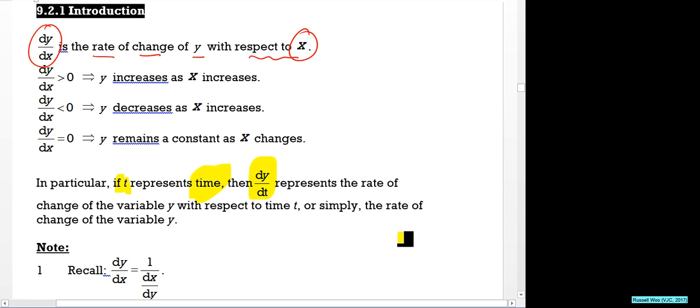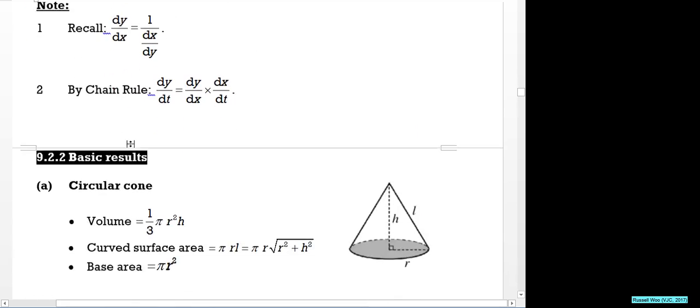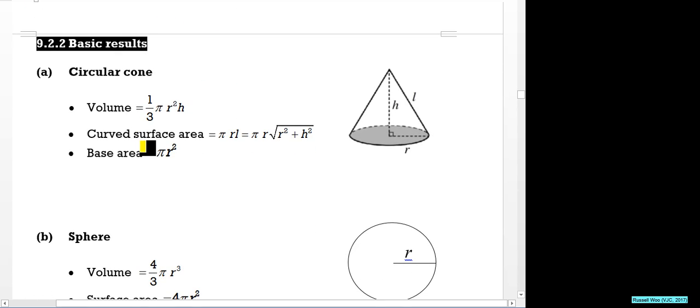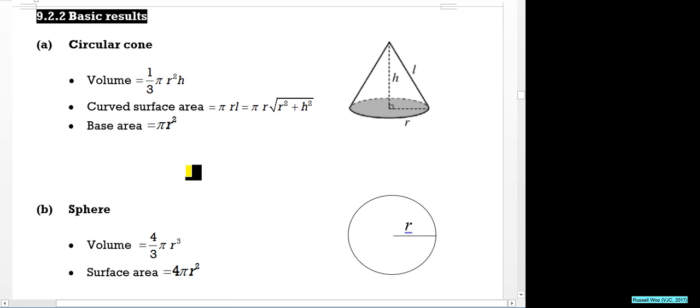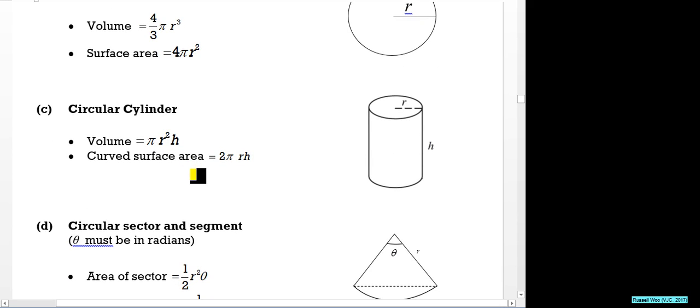Okay, I don't want to waste too much time. Let's go through these basic results. Can I have attention, please? Look up. A lot of these formulas I write here, just for your quick reference. A lot of formulas will be given in the exam, so don't worry too much about it. Like all these volume, surface area, etc. will be given. Don't worry about it.